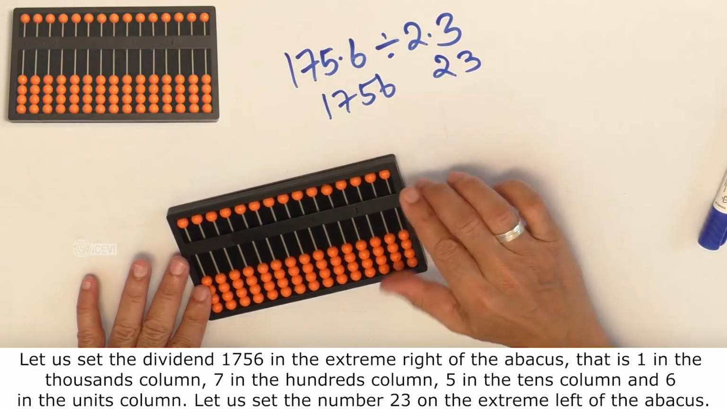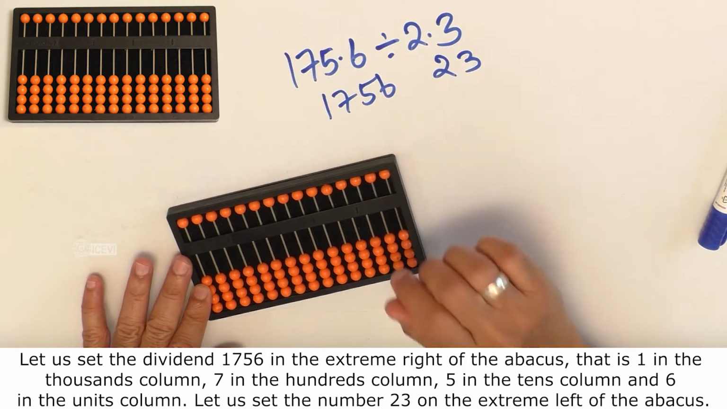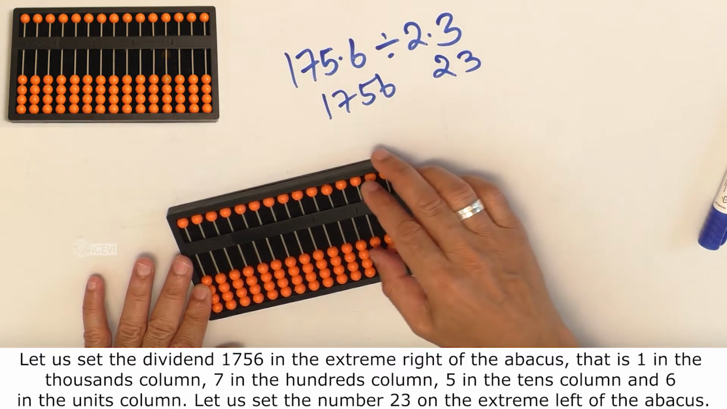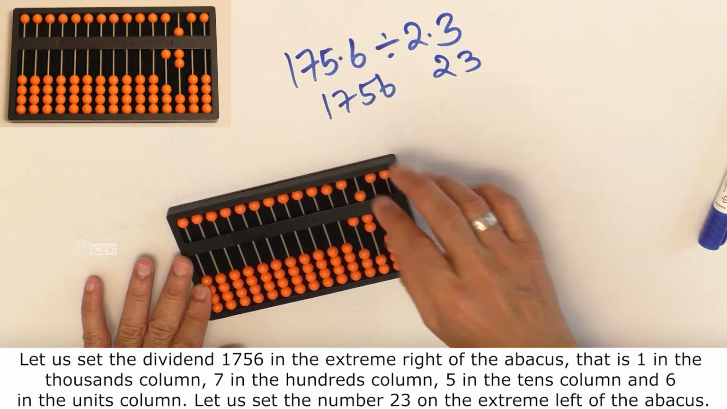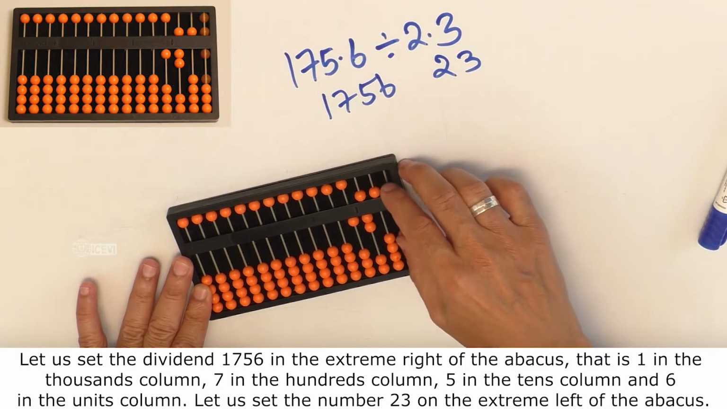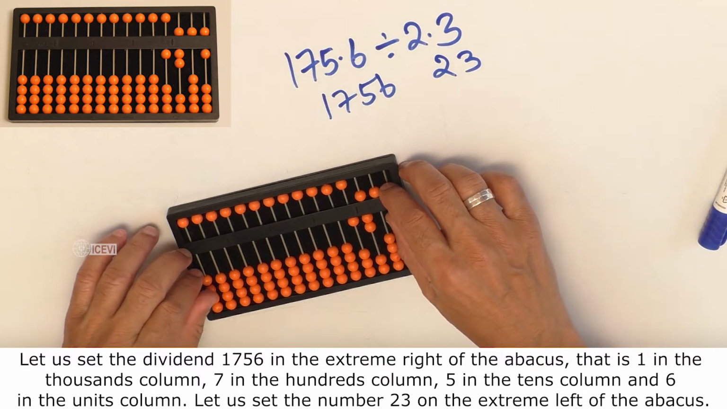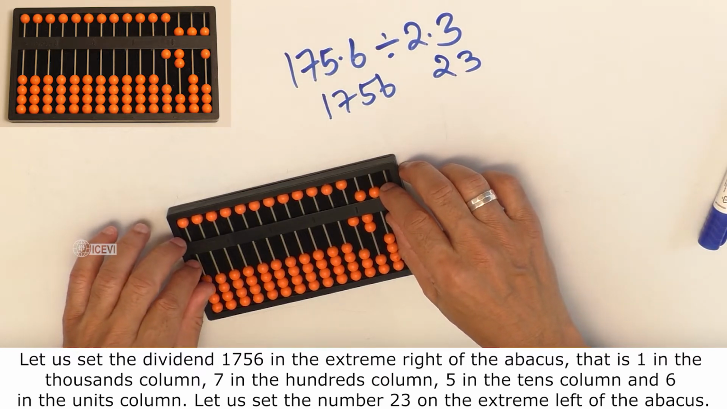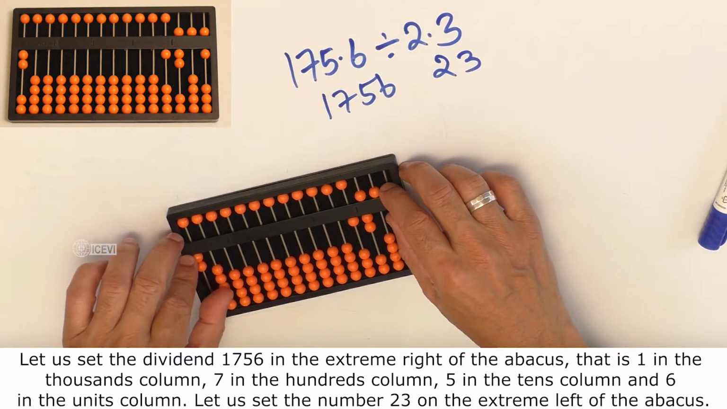Let us set the dividend 1756 in the extreme right of the abacus, that is 1 in the thousands column, 7 in the hundreds column, 5 in the tens column, and 6 in the units column. Let us set the number 23, which is the divisor, on the left extreme of the abacus.